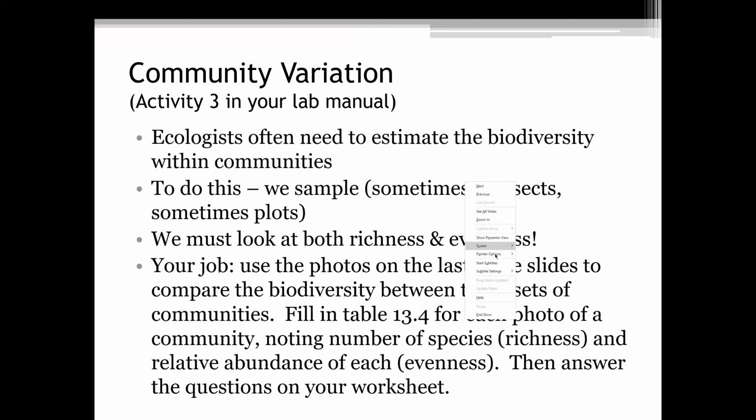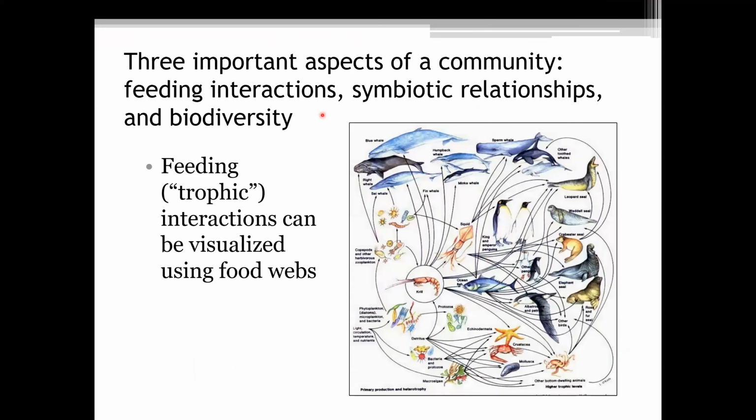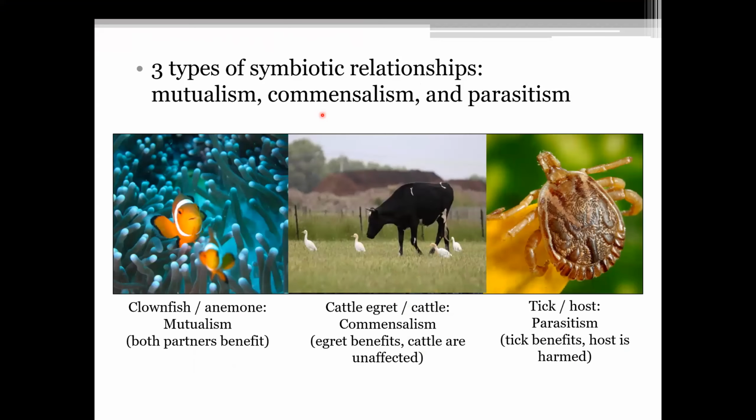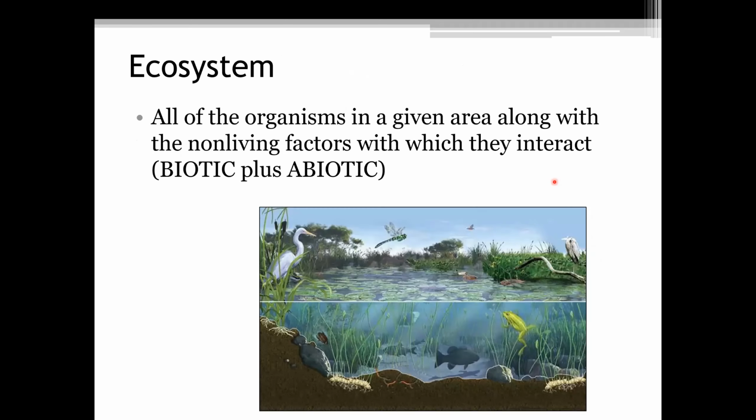So community variance. First of all, what was in a community again? Remember, a community had 3 important aspects. It had feeding interactions, which we already discussed in activity 1. It had symbiotic relationships, which we discussed in our introduction, and it has biodiversity. When we looked at biodiversity, there were 2 components, richness and evenness. So now we're going to look at community variance.